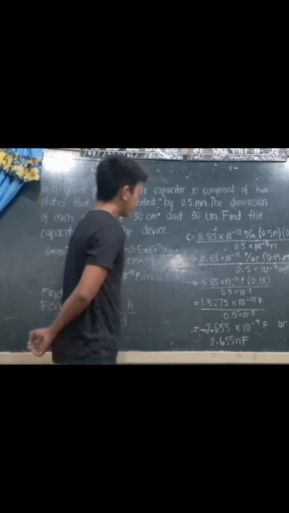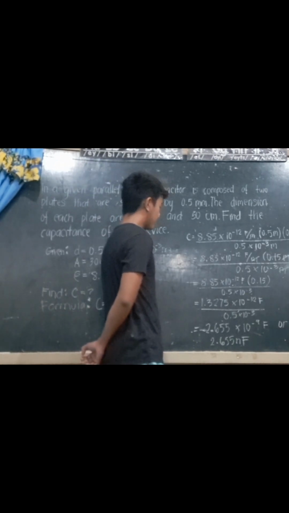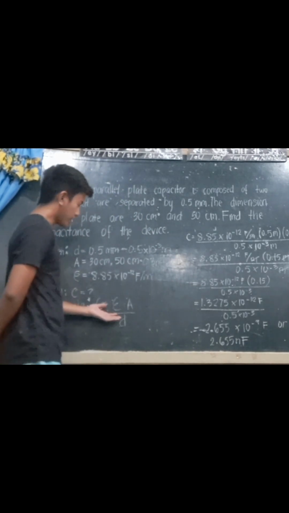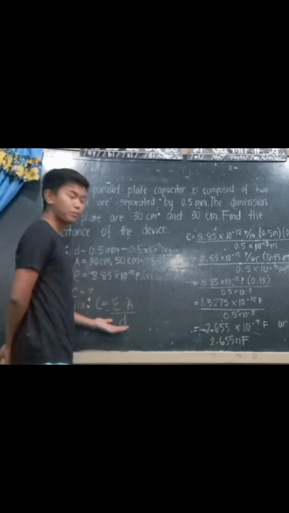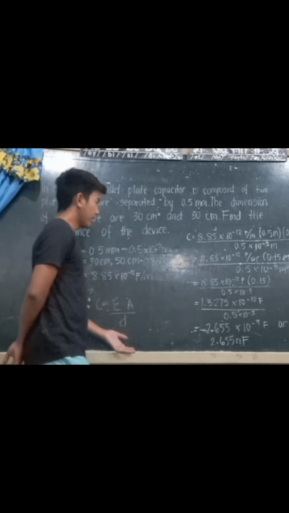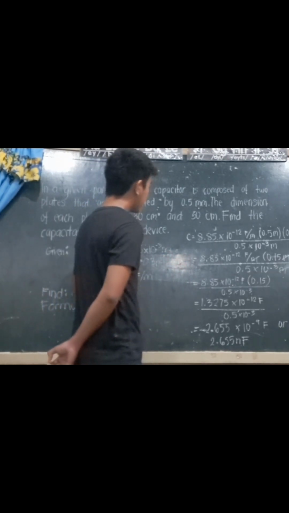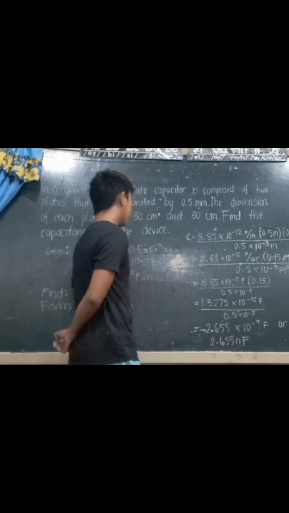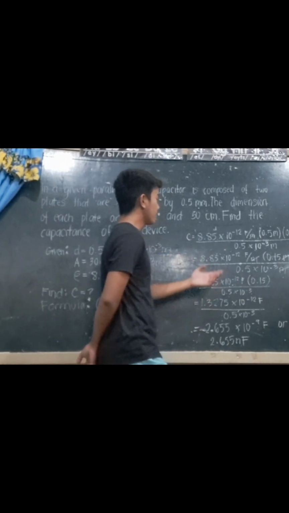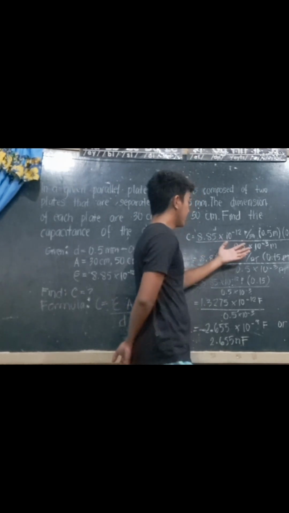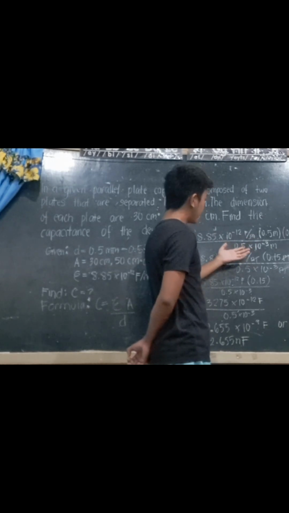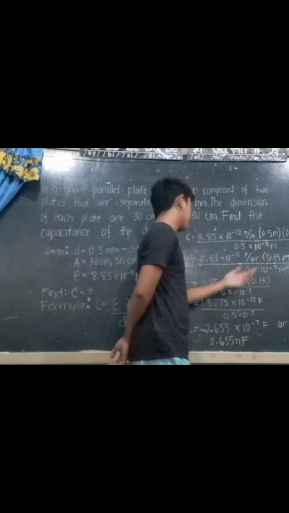Now, we need to find the value of the capacitance. The formula for finding the capacitance is C equals the permittivity of free space, or epsilon, multiplied by the area divided by the distance. Then, we substitute the given values. So C is equal to 8.85 times 10 to the power of negative 12 farad per meter multiplied by 0.5 meters and 0.3 meters, over 0.5 times 10 to the power of negative 3 meters.